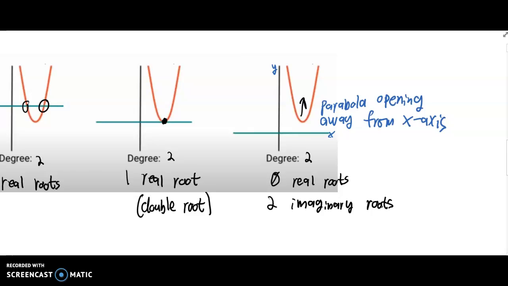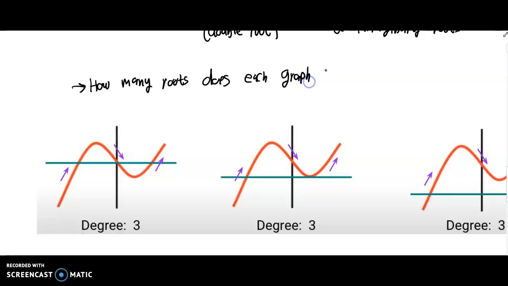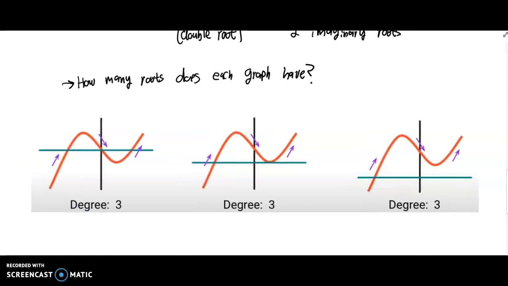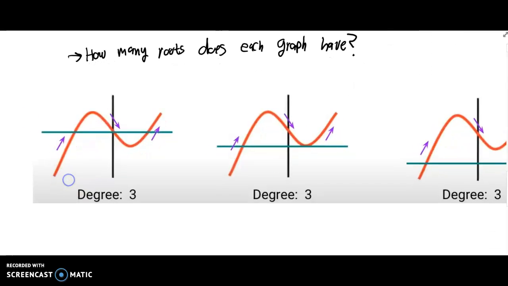Okay, let's consider another set of graphs. For each graph here, we are asking the question, how many roots does each graph have? Right. So our degree is given as 3 for each of these. So let's consider our first one. I see 1, 2, 3 intercepts. That's going to give us 3 real roots.